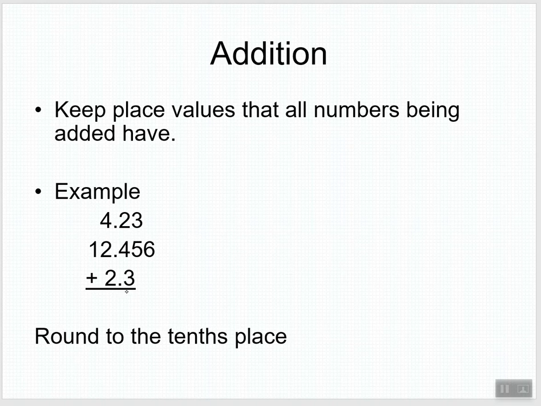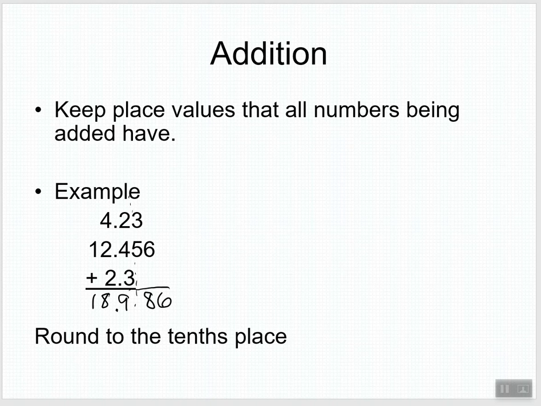So when I'm done adding it up, I'm not going to keep anything to the right of that dotted line, because 2.3 doesn't have anything in the hundredths or the thousandths spot. But I'm still going to add it first. 6, 8, 7, 9, and then we have 6, 8.